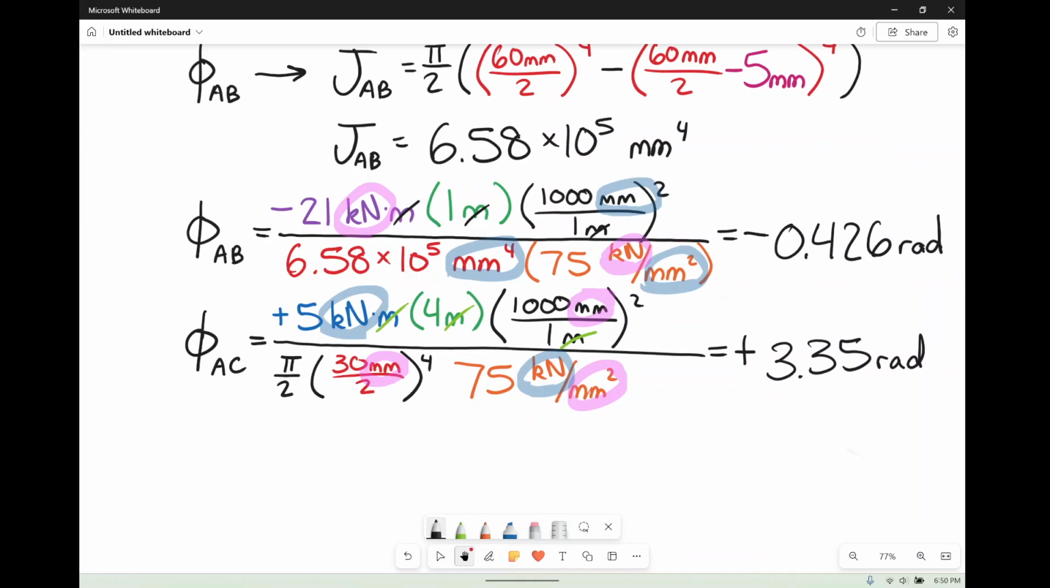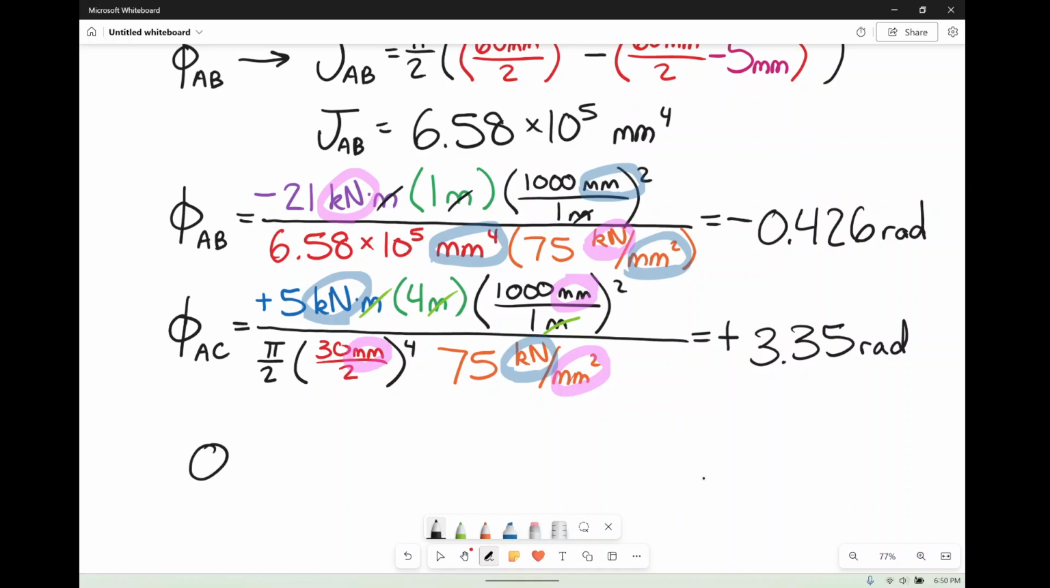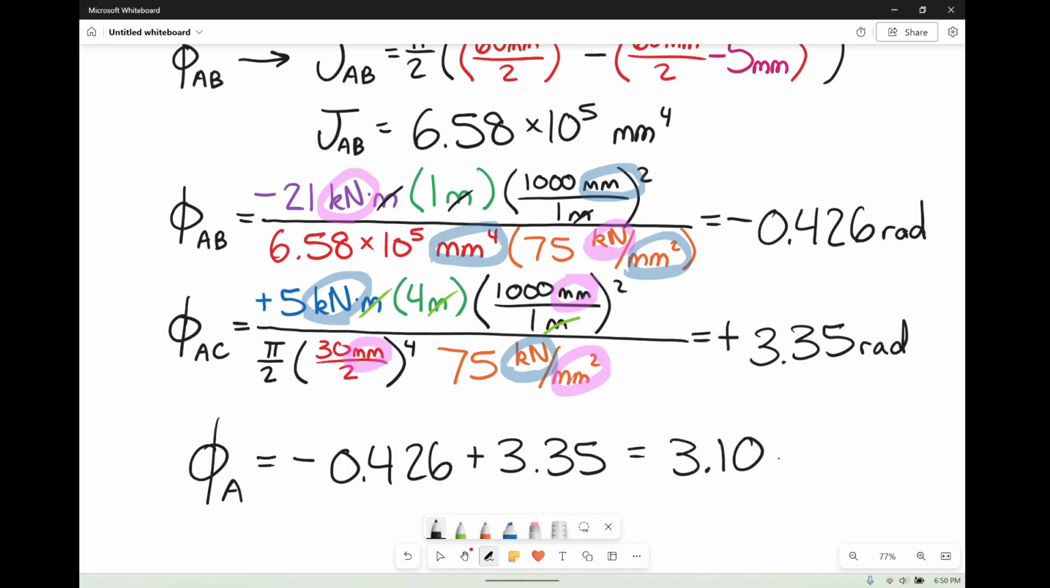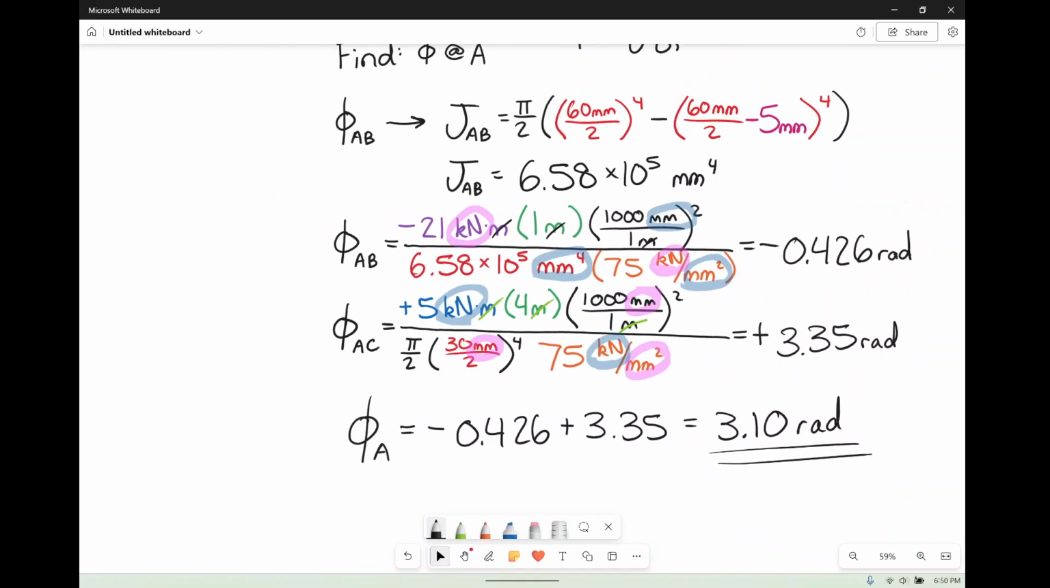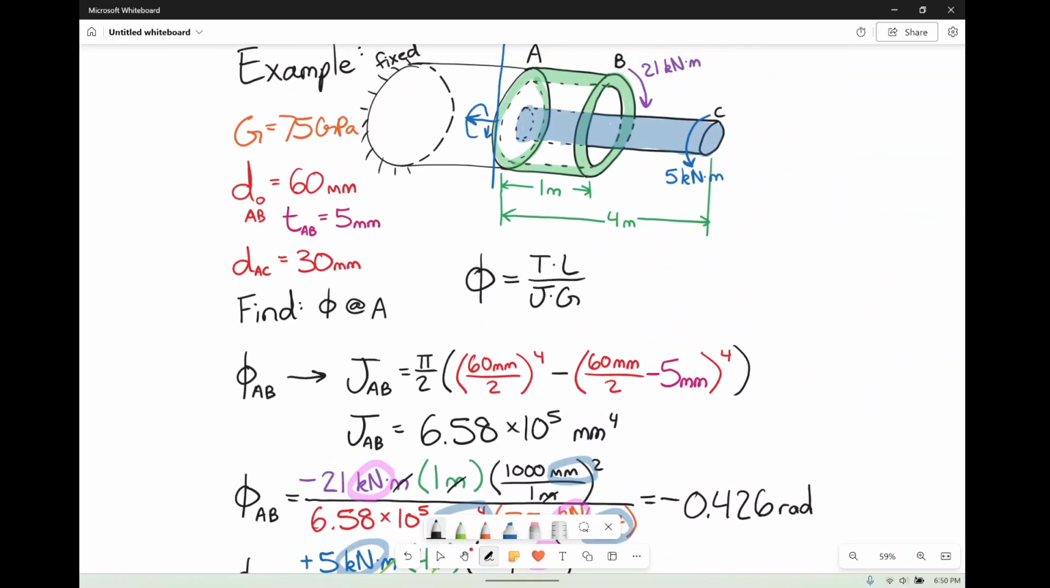radians. So if I want to find the actual total angle of twist at A caused by those loads, I'm looking at the AB rotation, which is minus 0.426, and then the AC rotation of plus 3.35 radians, and I'm going to get a grand total of positive 3.10 radians. So ta-da!